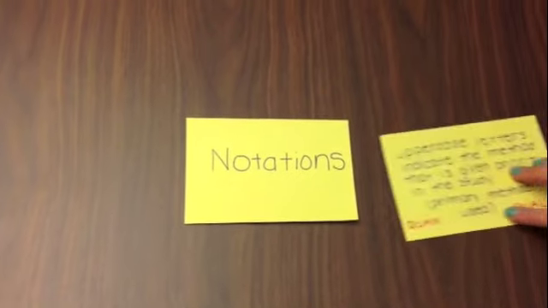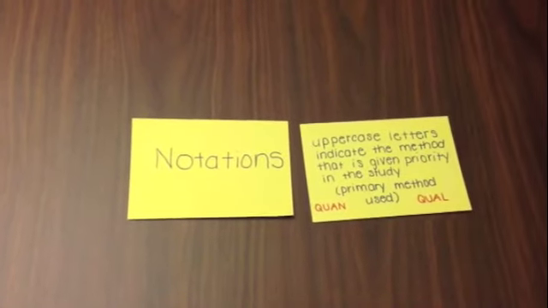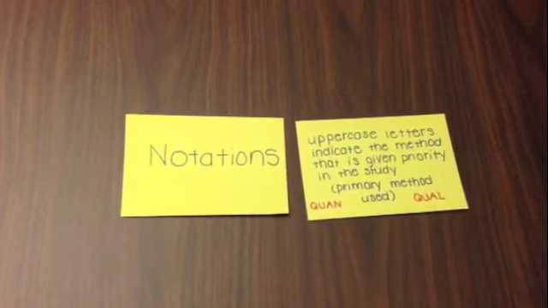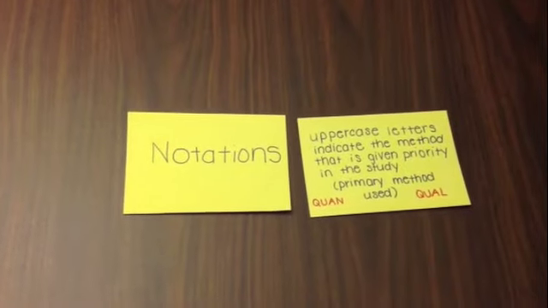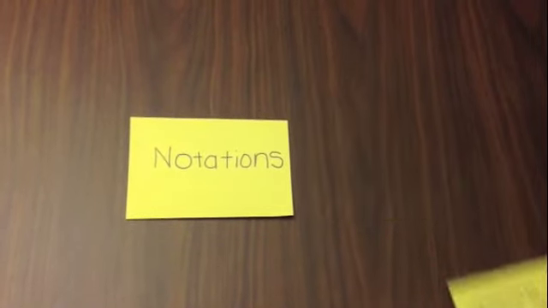Notations. Uppercase letters indicate the method that is given priority in the study or the primary method used. For instance, in this study, the notation indicates that the quantitative method was given priority and the qualitative method had less emphasis.